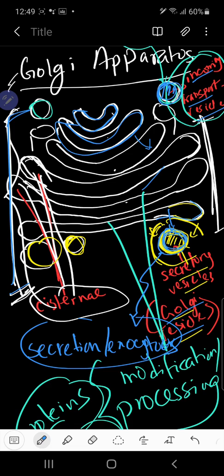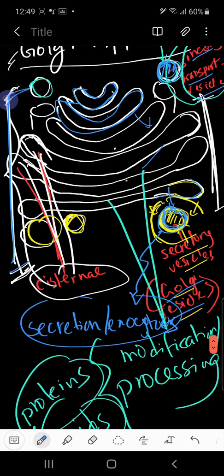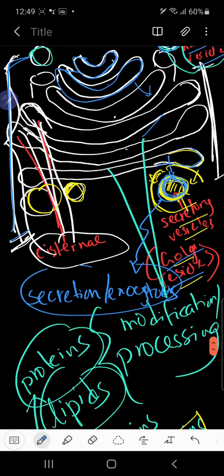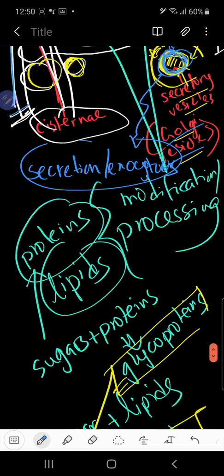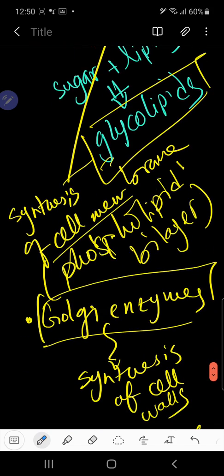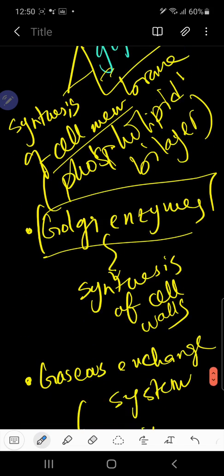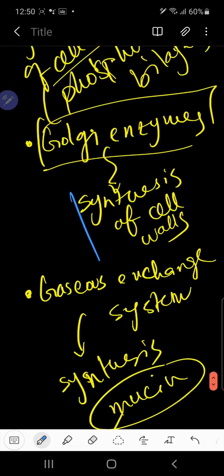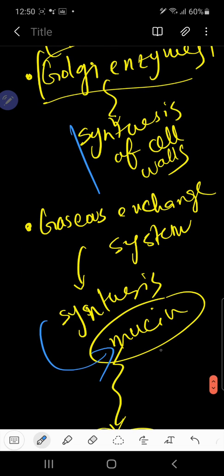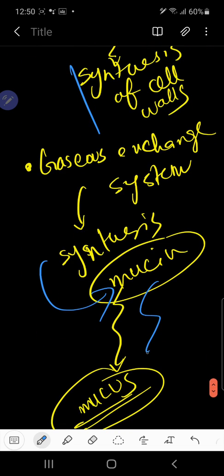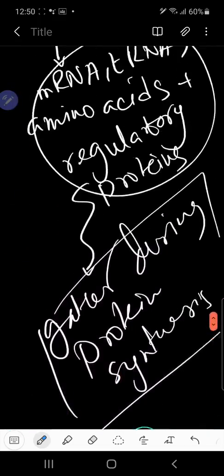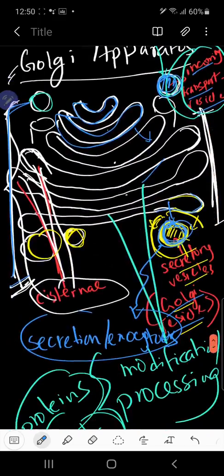Then we talked about certain functions of the Golgi apparatus. We also learned that during plant cell division, the Golgi apparatus can be used for the production of cell walls, and during gaseous exchange it is used for the synthesis of mucin, which is a major component of mucus. So that's the content we need to cover for our syllabus level so far.